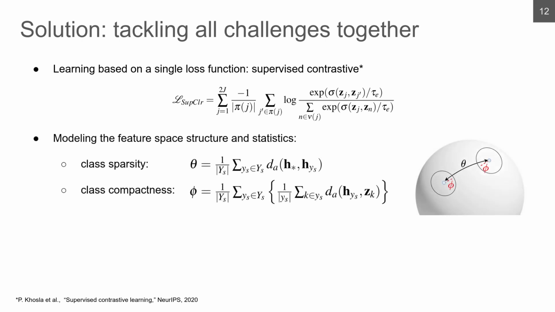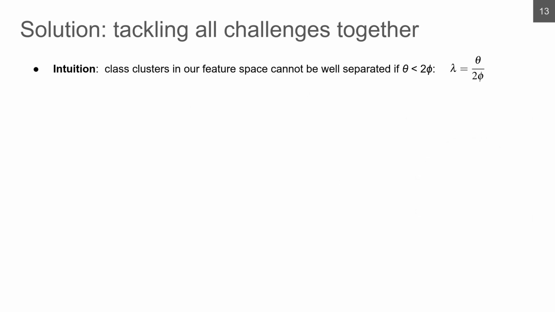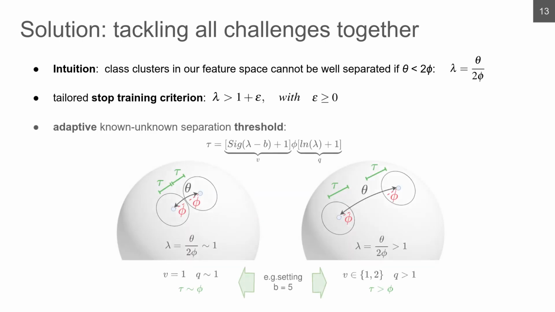We model this space by computing some statistics. The class sparsity measures the distance between different classes, while the class compactness tells us how much a single class's points are scattered around their center of gravity. We then adopt a really simple incremental learning protocol, which uses a fixed size replay buffer with samples of all the classes, and a class balancing policy in each training mini-batch. Our intuition is that class clusters should be compact and well separated, so we stop each training episode only when we meet this criterion.